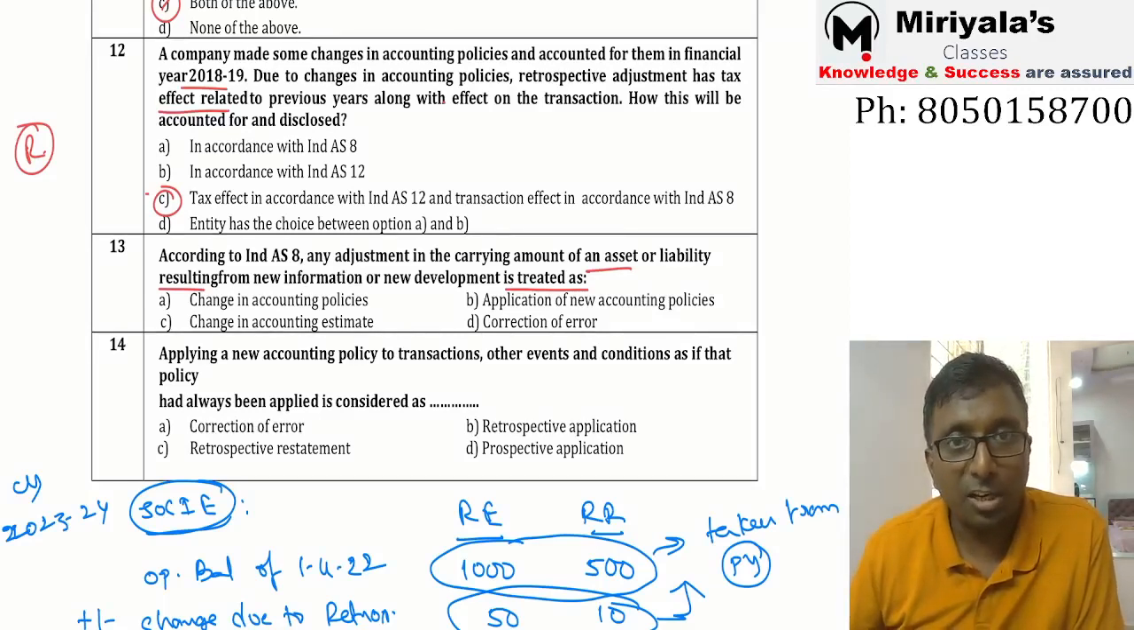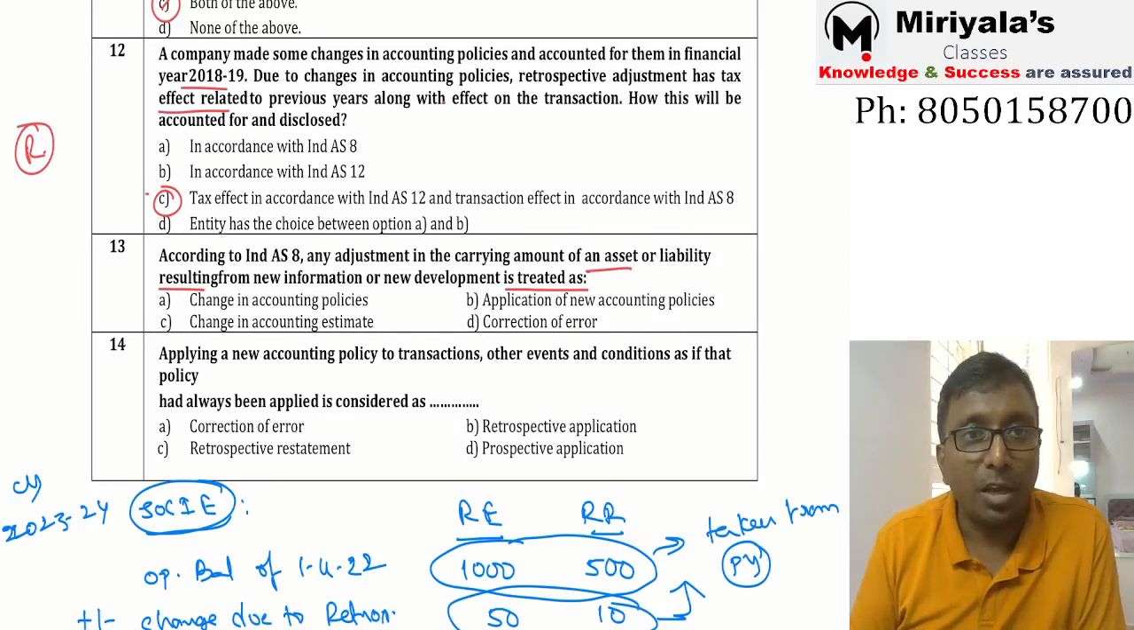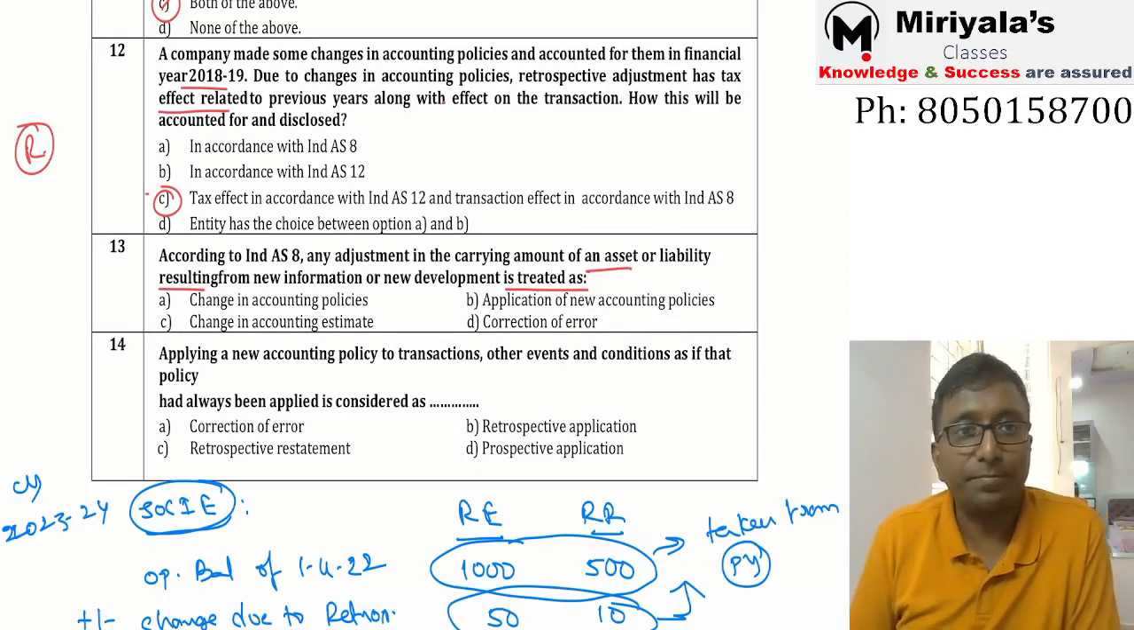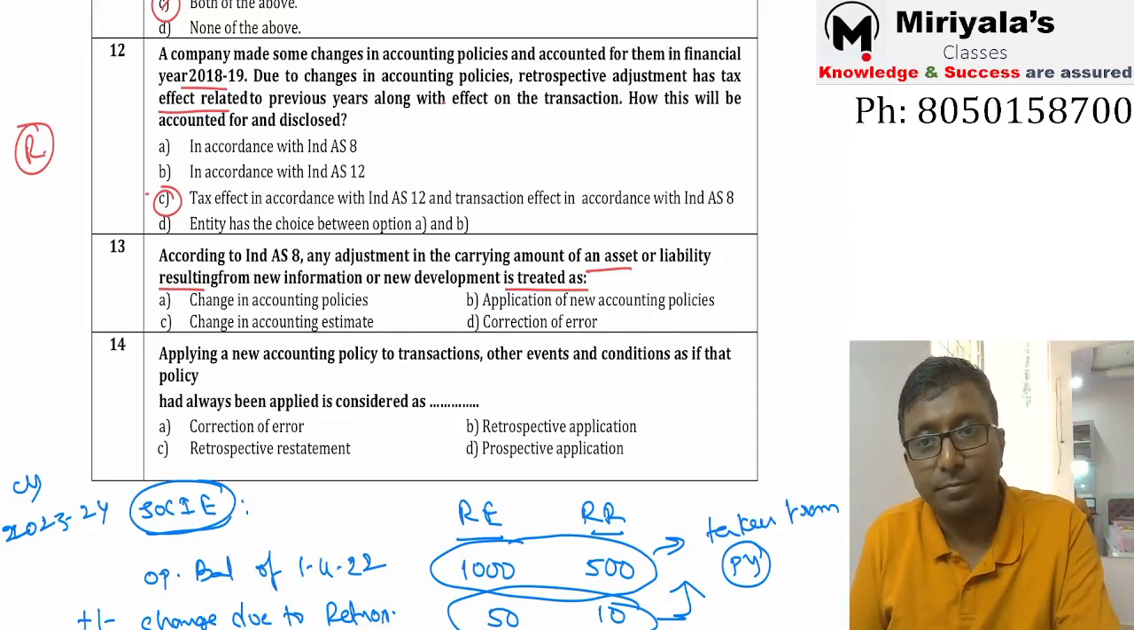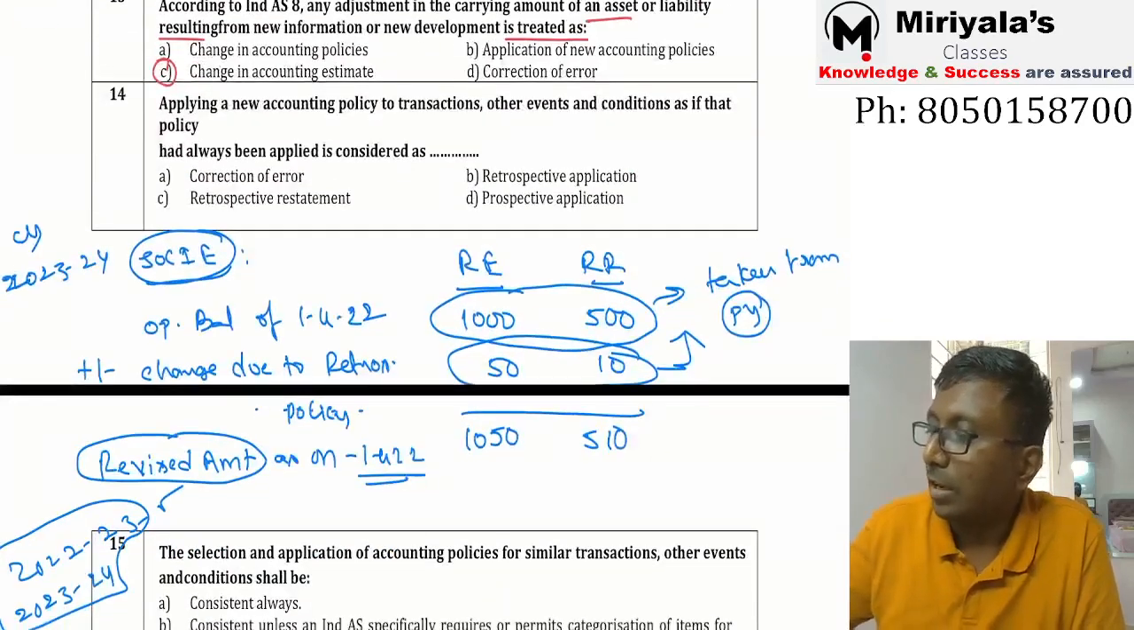I'm changing the carrying amount of an asset or liability because I got to know new information, I got to know there is a new development. Is it a change in accounting policy or is it a change in accounting estimation? Obviously that is a change in accounting estimation. You answered perfectly. Right. Question 14.